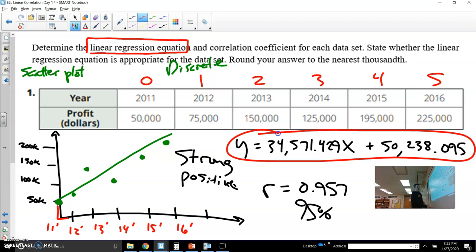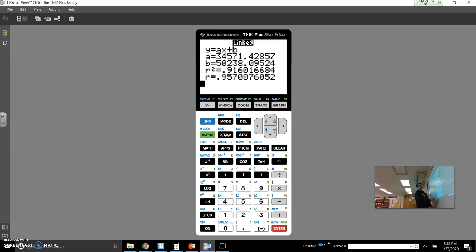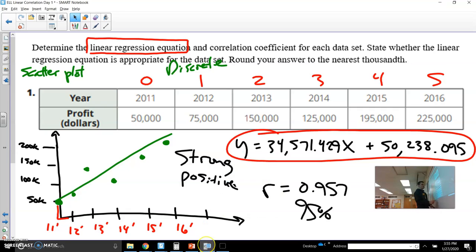So the other value that was important in the calculator is this R value, this 0.957. That value really tells me how close all of those points are to my line of best fit. Meaning, how accurate is this equation? Are these points anywhere close to this equation? If I was to plug in 4, how close would I get to 195,000, for example?